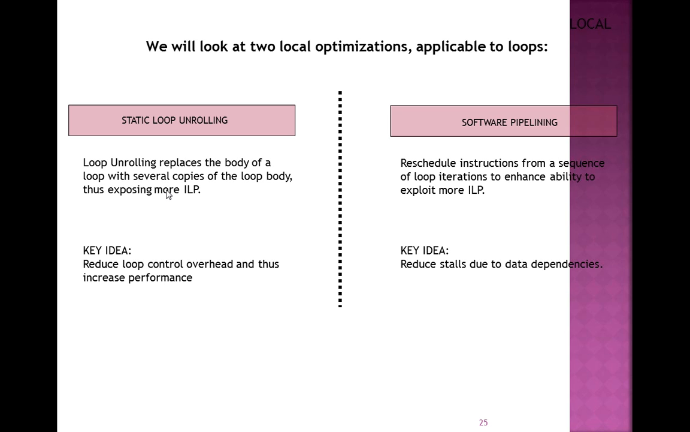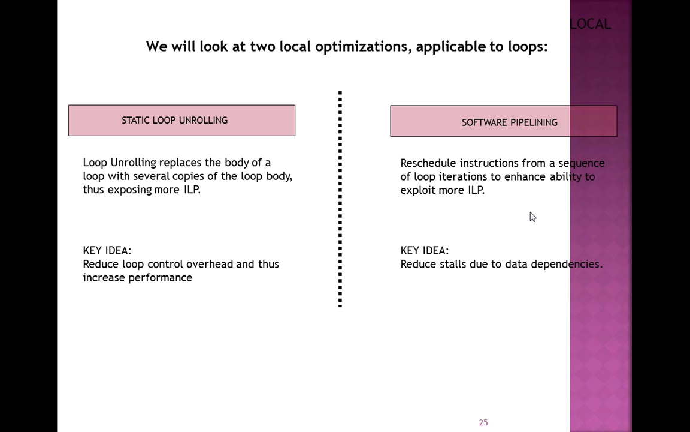Then, what is software pipelining? It reschedules the instructions from a sequence of loop iterations to enhance the ability to exploit more ILP. That is, rescheduling instructions from different iterations of the loop to increase the performance of the program. What is the key idea? Reduce the stalls due to data dependencies. So there is a comparison between static loop unrolling and software pipelining.